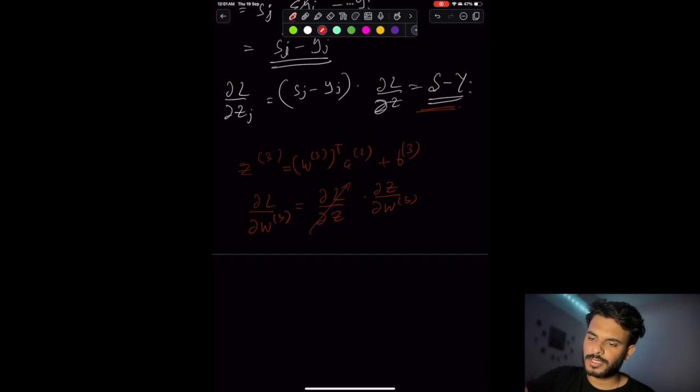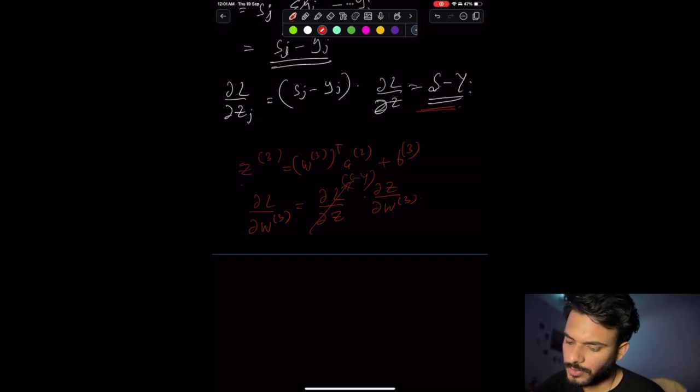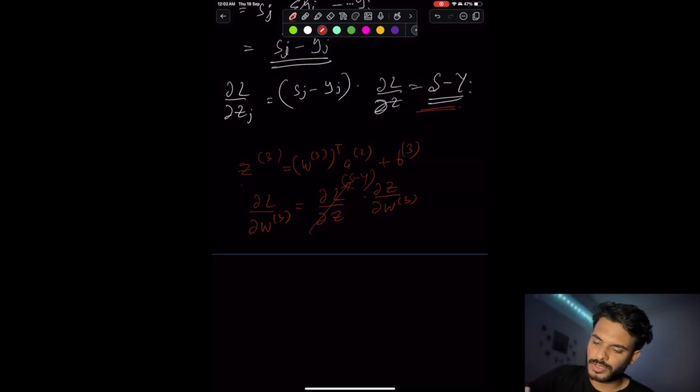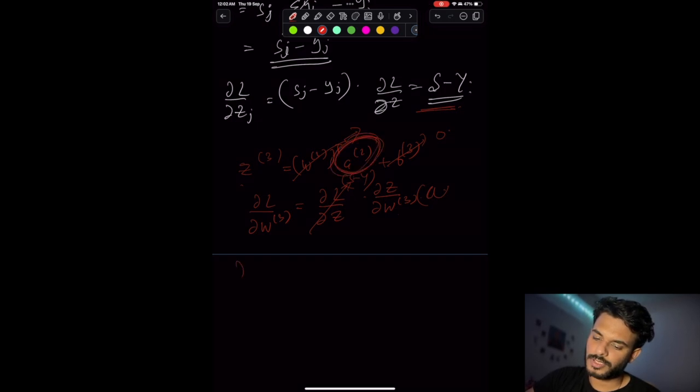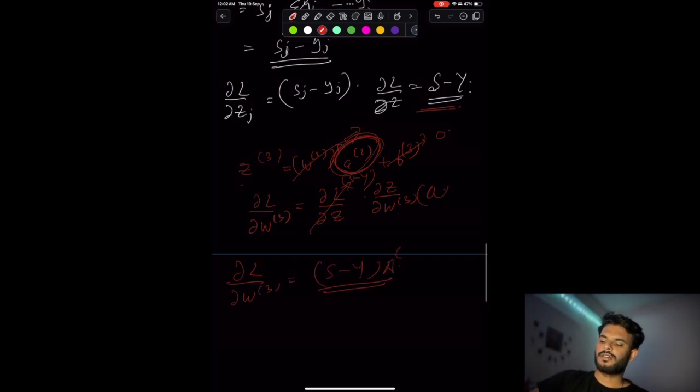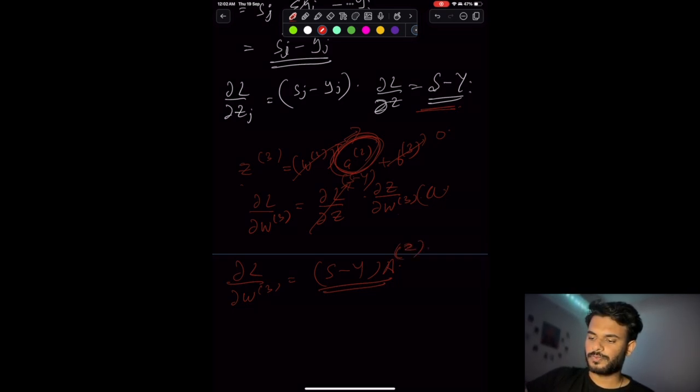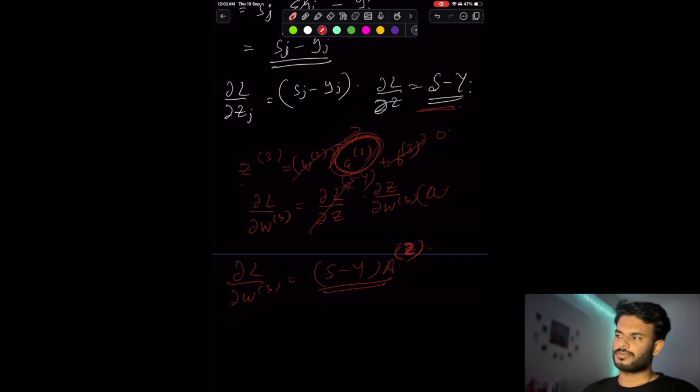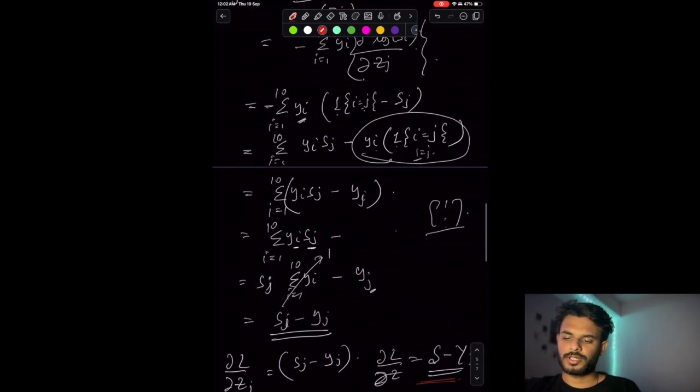This is basically S minus Y. And now we have to differentiate Z with respect to W3. So it will come out to be A. B becomes constant, so it goes to 0. The only thing that remains is A. So at the end of the day, del L by del W3 turns out to be S minus Y into A2, the activation value of the second layer. So pretty much it. Now that's done. That's all we have to do till now.